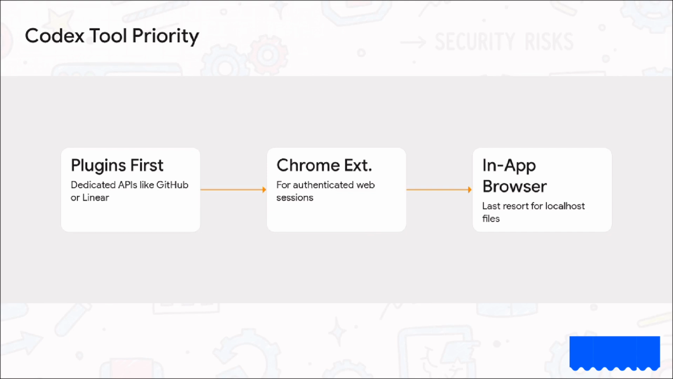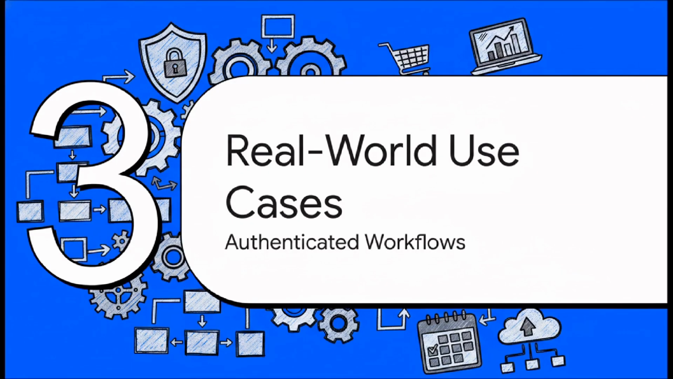So the golden rule to remember here is this: do not bring your real Chrome session into sandboxed local dev work. If you're just testing localhost 3000, Codex is smart enough to use that sandboxed in-app browser to keep your real, personal profile totally safe and uncluttered. So what does this actually look like in practice? Let's hit part 3, real-world use cases.